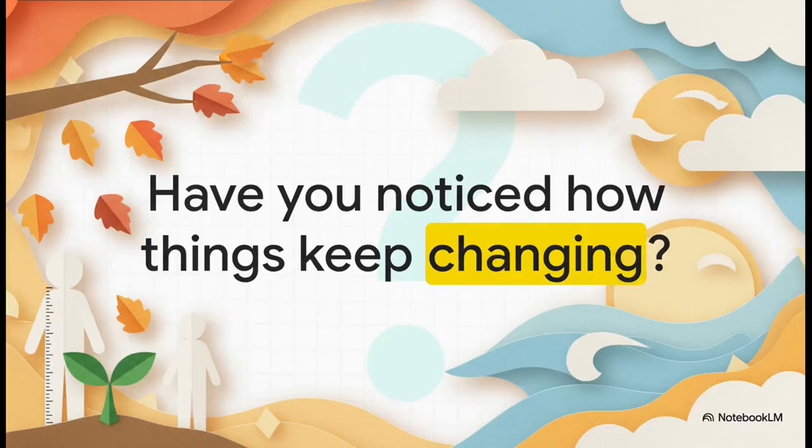So have you ever just stopped and noticed how things are constantly changing around you? I mean, it sounds super simple, right? But the chapter actually starts by asking students to pause and reflect on this constant state of change. You grow taller each year, leaves fall and regrow, the sky changes color. This simple question is the perfect hook because it sets up the core theme right away: life is inherently dynamic.